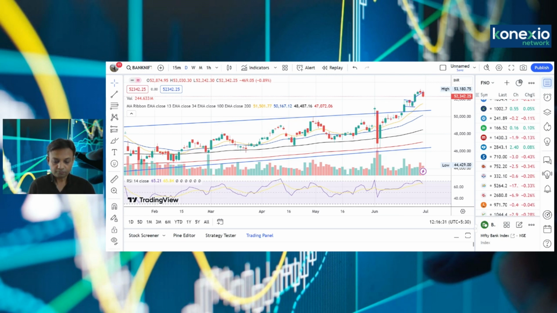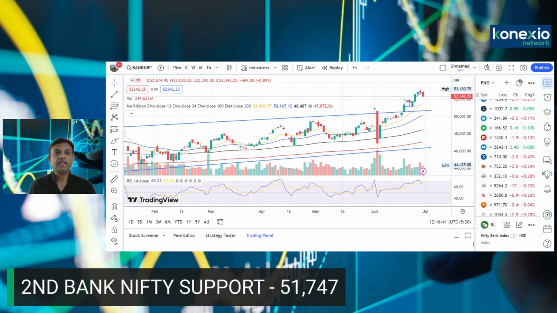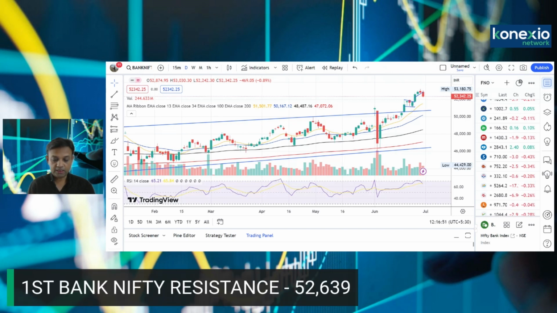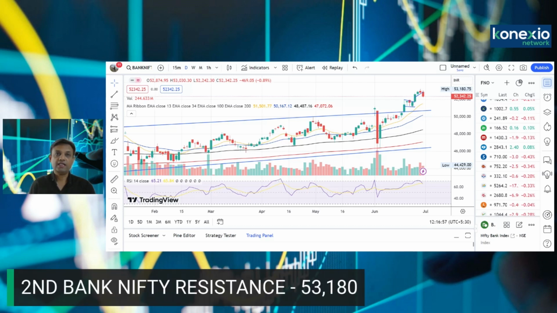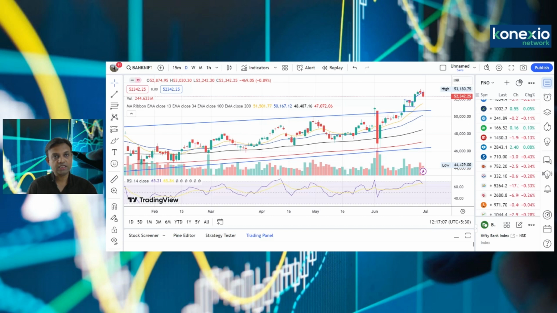So friends, now let us discuss the important support and resistance levels in Bank Nifty for the next week. The first support in Bank Nifty is around 52,052. Below that, the second support is placed around 51,747. And below that, the third support is placed around 51,138. Whereas on the upside, the first resistance is placed around 52,639. Second resistance is placed around 53,180. And third resistance is around 53,500. These are the crucial support and resistance levels in Bank Nifty for the next week.